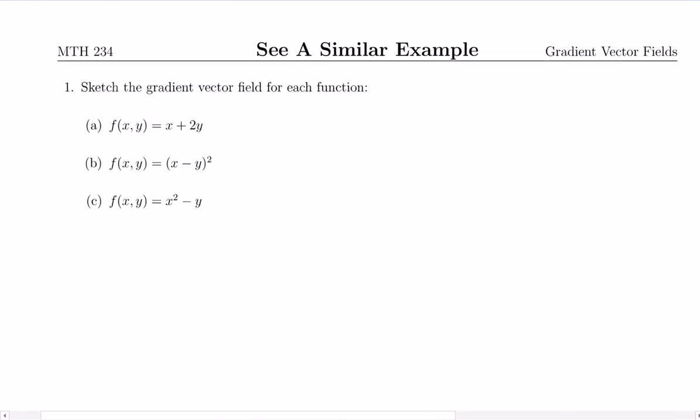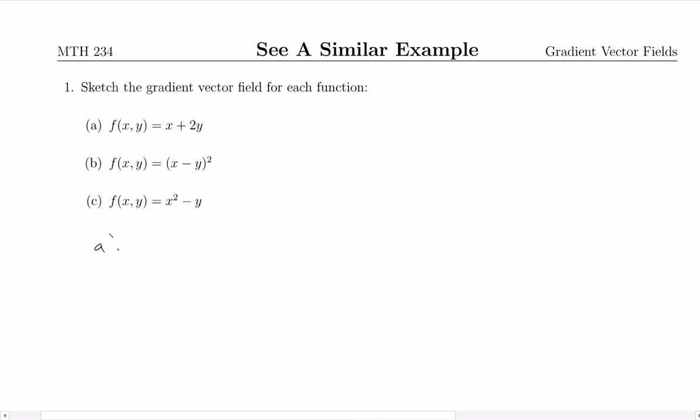In this video, we will sketch the gradient vector fields of various functions. So this video will be very similar to the previous one. We'll just be sketching vector fields, but with one additional step, we have to first come up with a vector field. Here we're not given a vector field, we're given a function of two variables. So we first have to write what the gradient of the function is, and then sketch that.